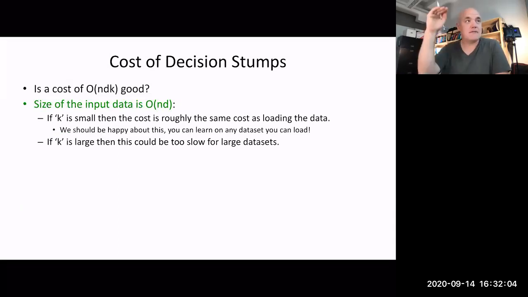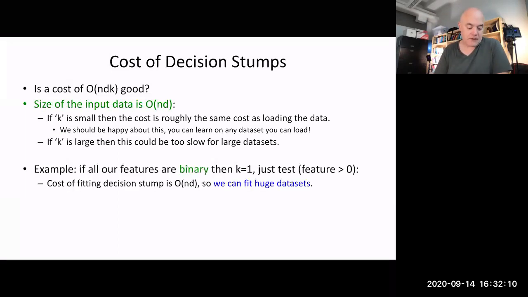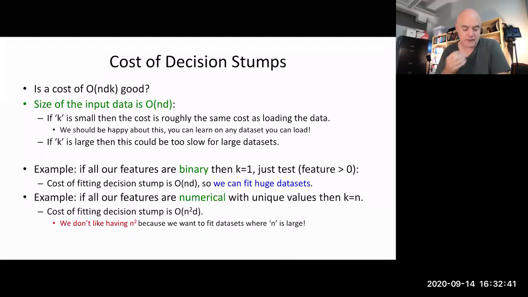Unfortunately, if you have lots and lots of individual unique values in all of the features, it could be pretty slow. So a fast case is when our features are binary. All the features are just 0, 1, and lots of real world high throughput machine learning algorithms are constructed such that you just make all of your features binary. You just make a huge number of binary features, and then you can go really, really fast. All you have to do is test whether or not the feature is greater than 0. That's the only threshold. And then the cost of fitting the decision stump is big O n d, so we can fit very, very large data sets.